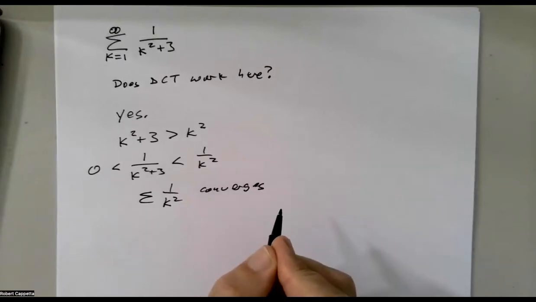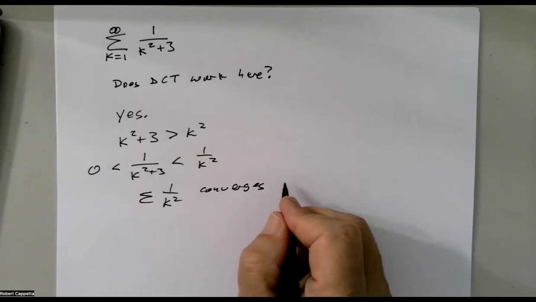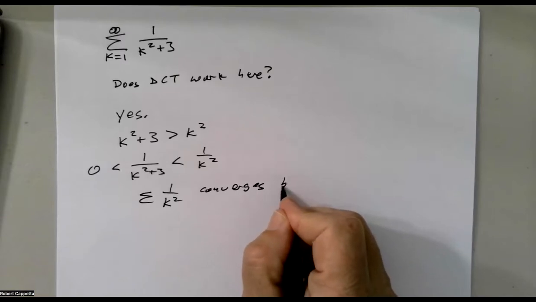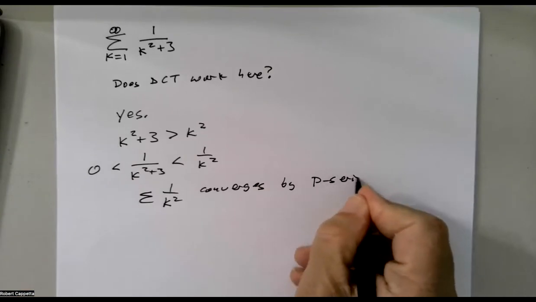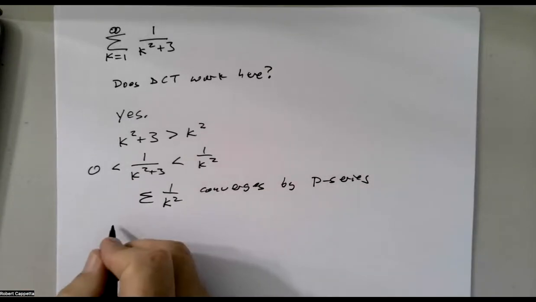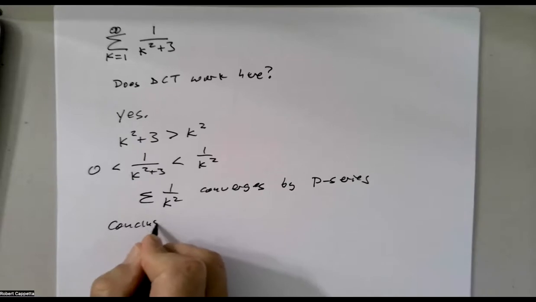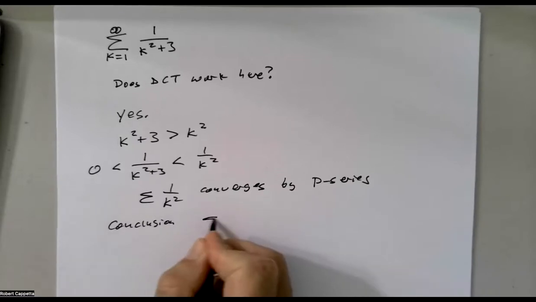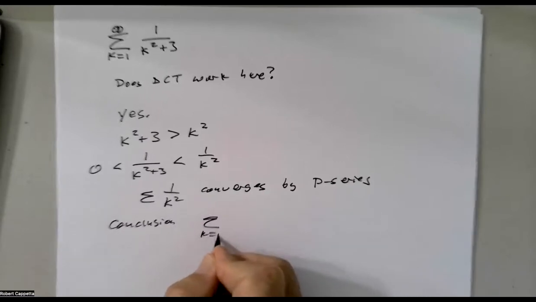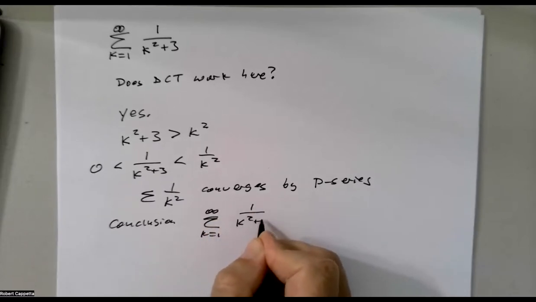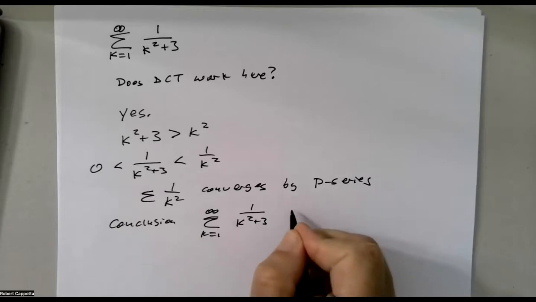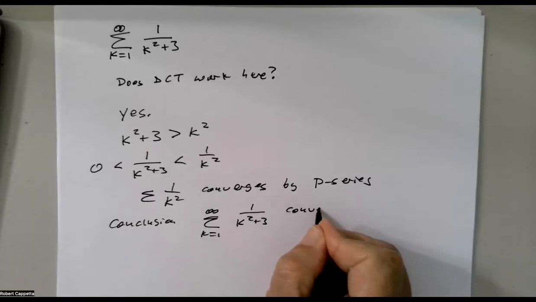Typically, when we use these comparison tests, we like to compare to a p-series. If p is 2, it converges. So we are smaller than a convergent series, so our conclusion is the sum as k goes from 1 to infinity of 1 over k squared plus 3 converges by the direct comparison test.